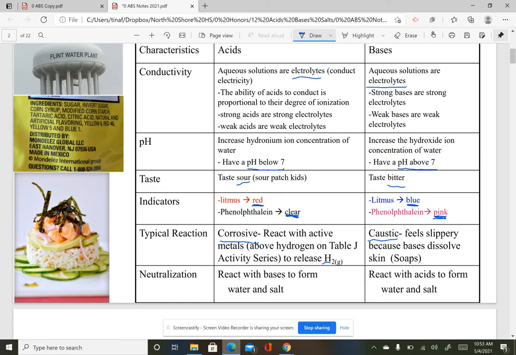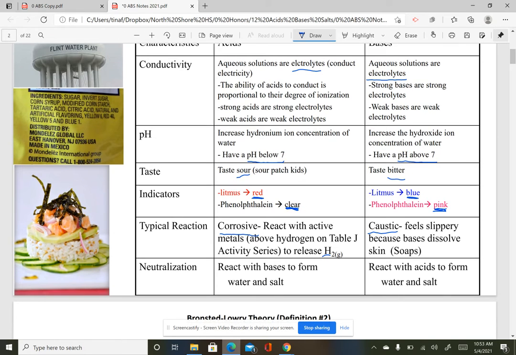If you get base on your skin, it feels cold and slippery. So it isn't as in your face, scary, I guess. If you drop acid on your skin, you'll automatically start to feel it burn a little bit and you'll get a little red and irritated. Soap is an example of a base.